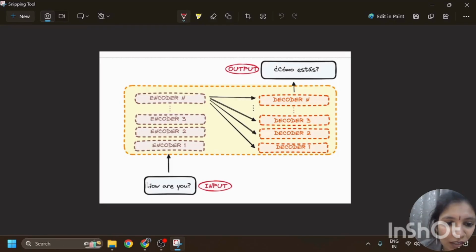Like if you pass "how are you" as input, it goes through encoder 1, encoder 2, encoder 3, up to encoder n. Then we get the output from the encoders, and this output becomes the input of the decoders. We pass it into decoder 1, decoder 2, decoder 3, and decoder n, and we also pass the previous decoder's output. I hope you got it. And then we get our output, "cómo estás", the Spanish translation of "how are you".